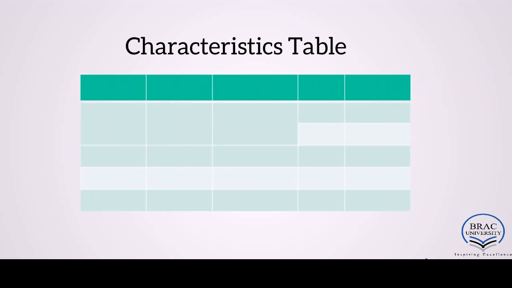This table is called the characteristics table. Here we have our inputs set, reset and their operation. Next we have QT. QT signifies the previously stored value inside the flip-flop. It is also called the present state. Next we have QT plus 1. QT plus 1 refers to the output of the flip-flop. So it is called the next state.